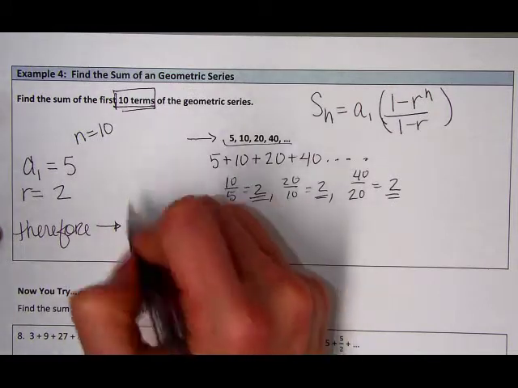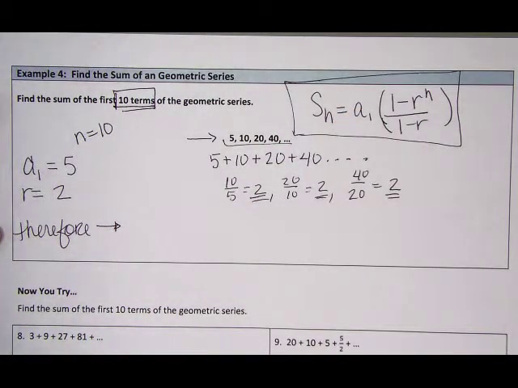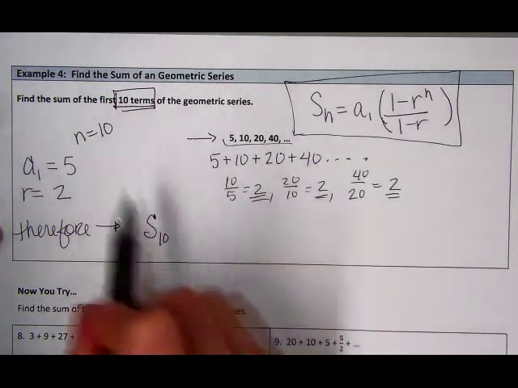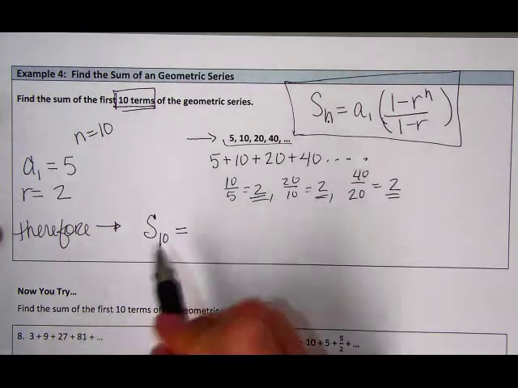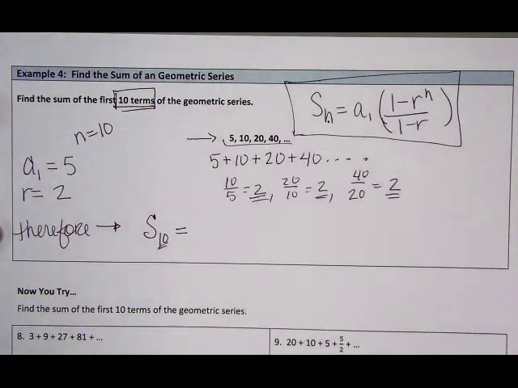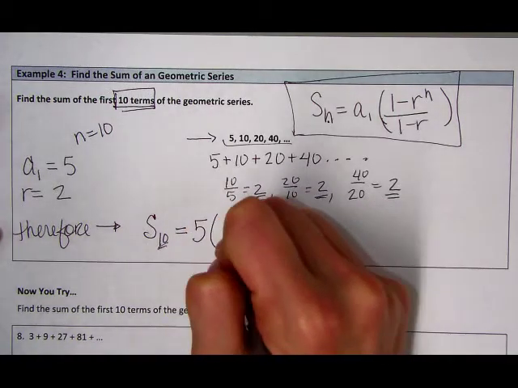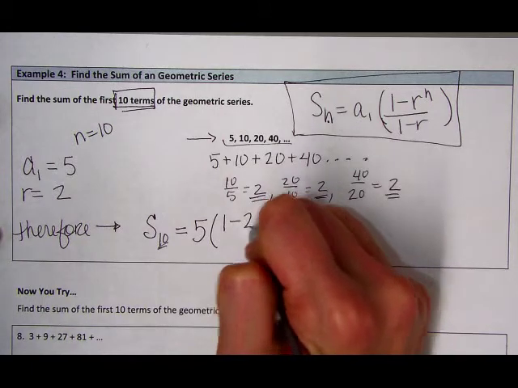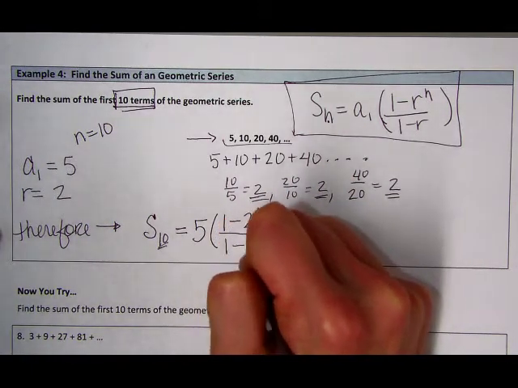Therefore, if I use my formula from the previous page, S sub 10, so I'm plugging in 10 now for my n value. So the sum of my series up to 10 terms is equal to my first term 5 times 1 minus my common ratio, which is 2, to the nth power, which is 10, all over 1 minus 2.